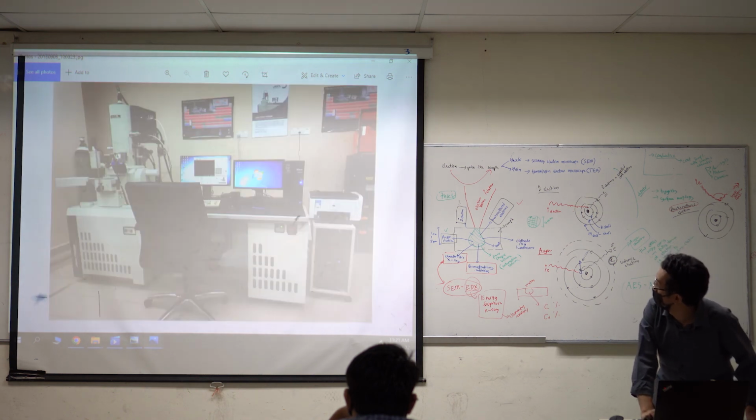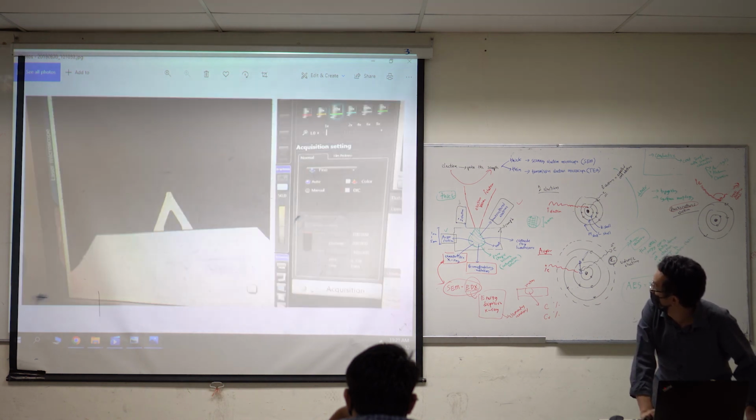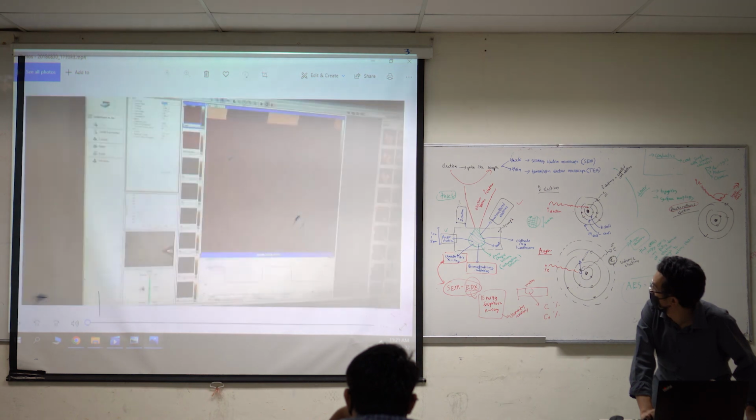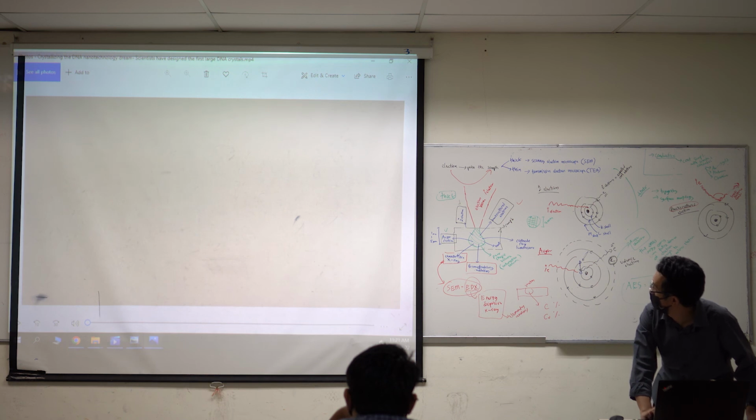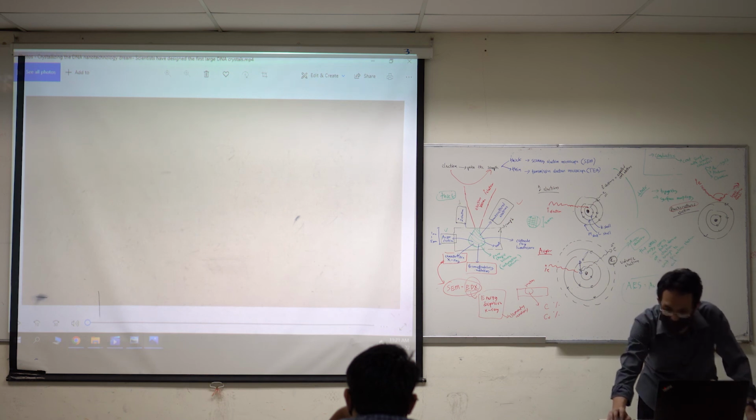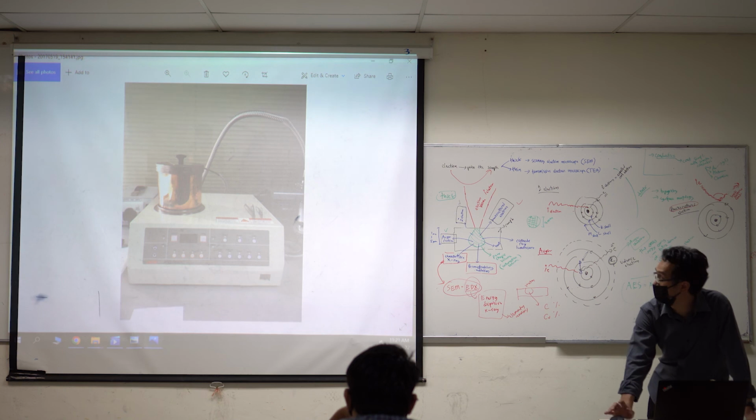Oh, it's a picture on the iPad. Where's the gold? Oh, this is not this mica. No, that's basically the gold coater. So that's basically the gold coater.